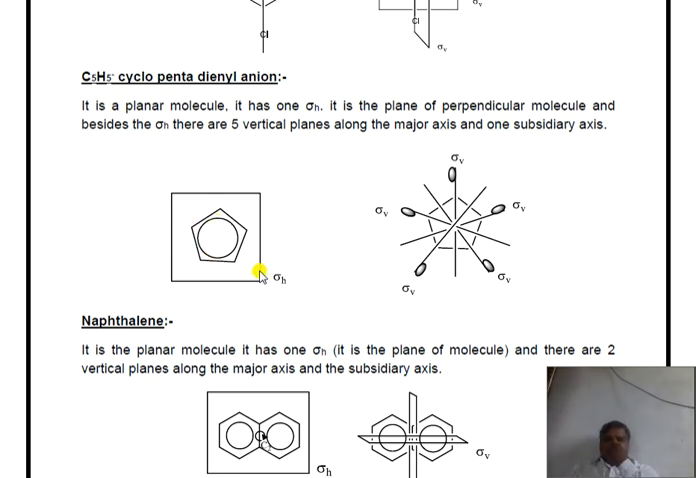Cyclopentadienyl anion. In this, the principal axis is C5 and also a plane of symmetry which is perpendicular to C5, so it is a sigma h, and also five planes of symmetry which are parallel to the principal axis C5. These are considered as dihedral planes of symmetry because there are nC2s perpendicular to the principal axis C5.